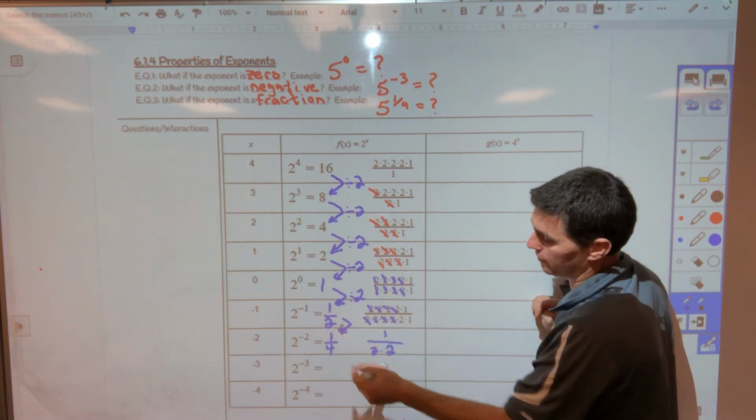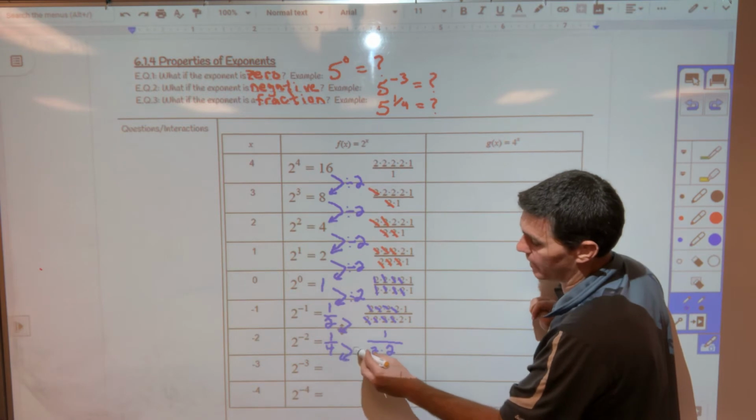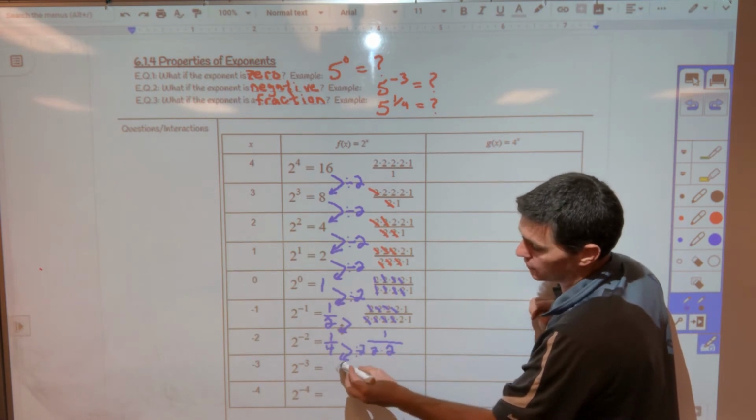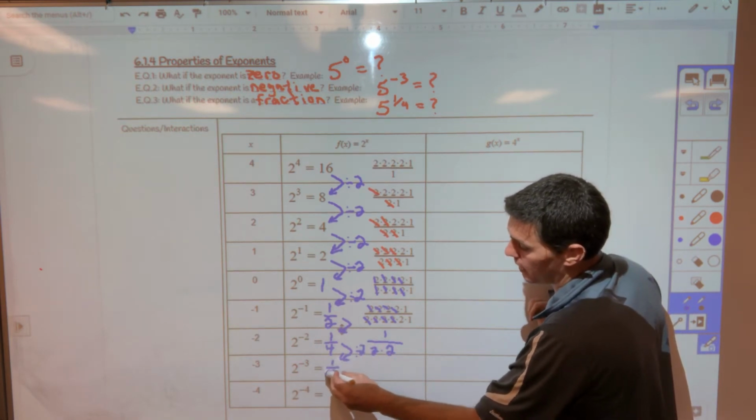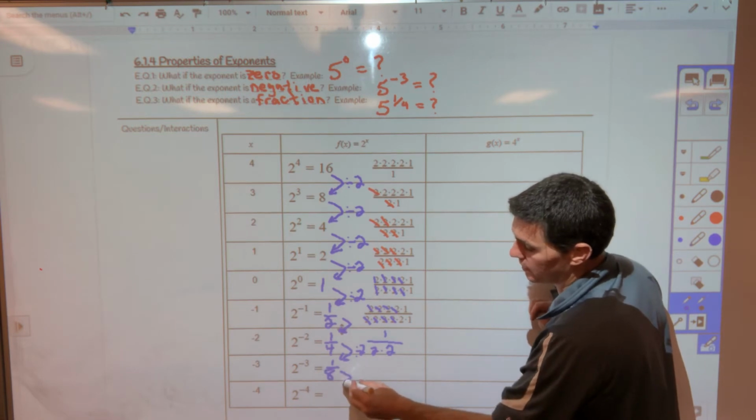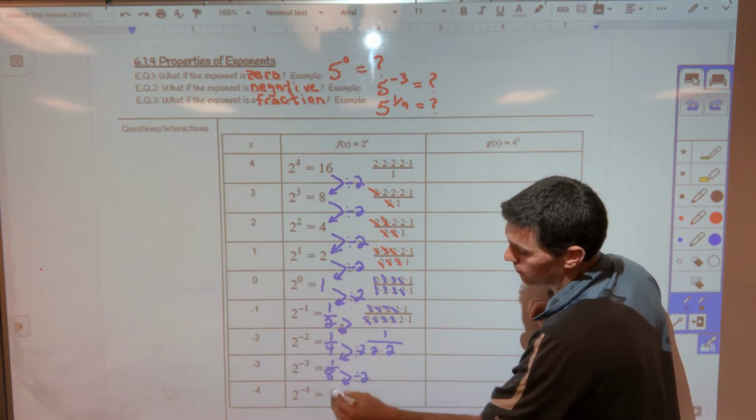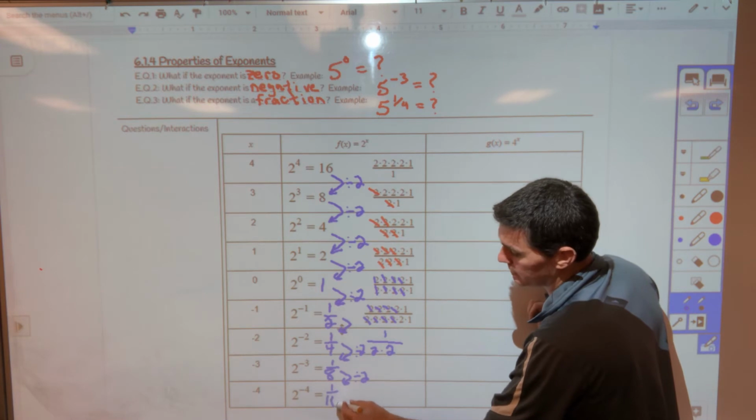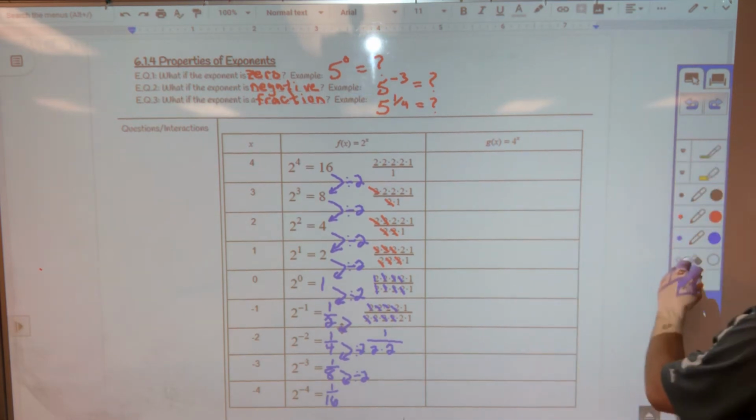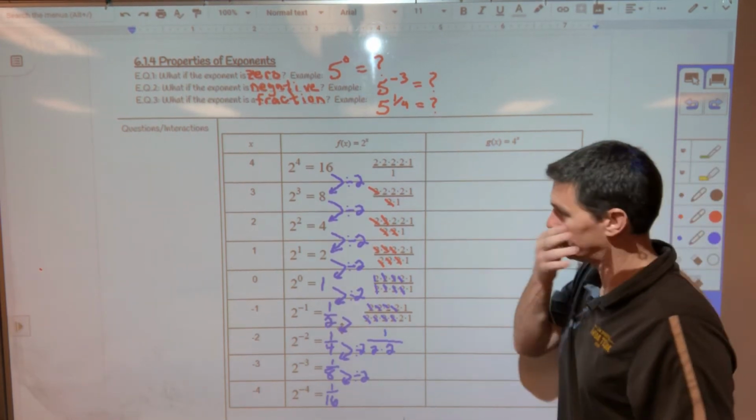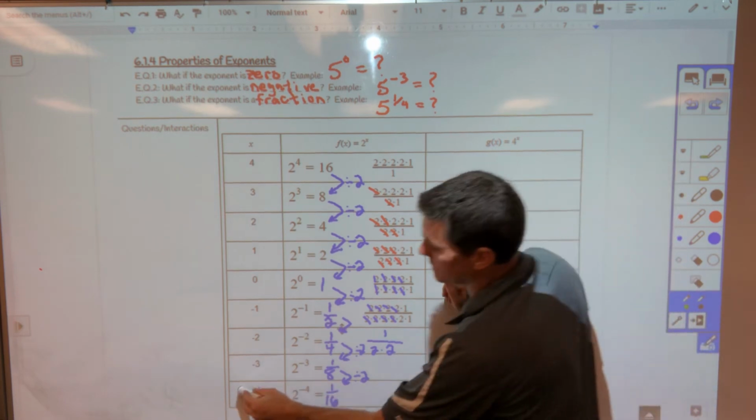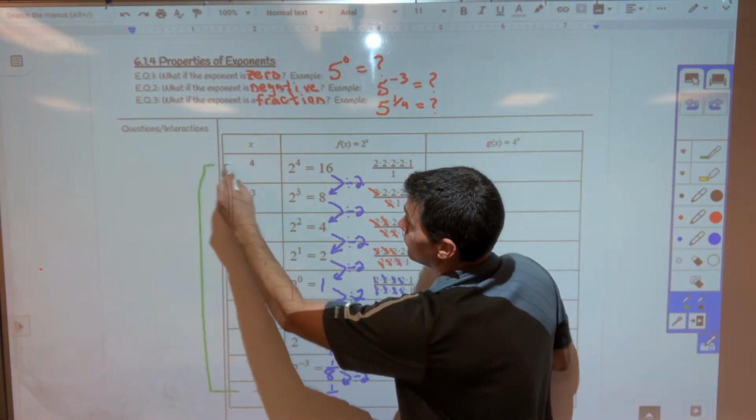Okay, 1/4. And to get from here to here, we divide by 2 again. And so that gives us 1/8. And to get from here to here, we divide by 2, which gives us 1/16. Now I bring this up, or our list is so long because I want us to notice something. Do you see a connection from here to here?